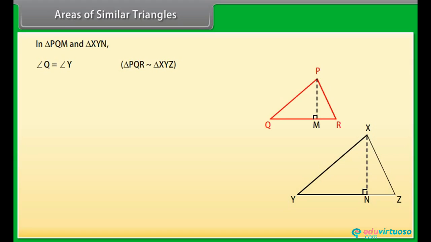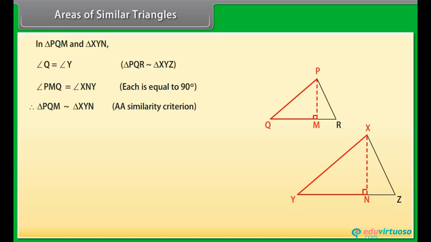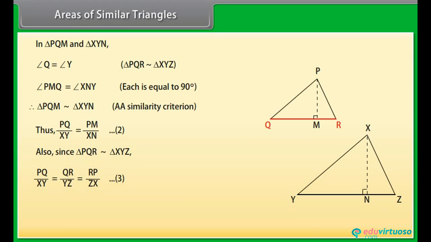In triangle PQM and XYN, angle Q is equal to angle Y, as triangle PQR is similar to triangle XYZ. Angle PMQ equals angle XNY, each angle is equal to 90 degrees. Therefore, triangle PQM is similar to triangle XYN by AA similarity criterion. Thus, PQ upon XY equals PM upon XN. Also, since triangle PQR is similar to triangle XYZ, PQ upon XY equals QR upon YZ, which is equal to RP upon ZX. Mark it as 3.